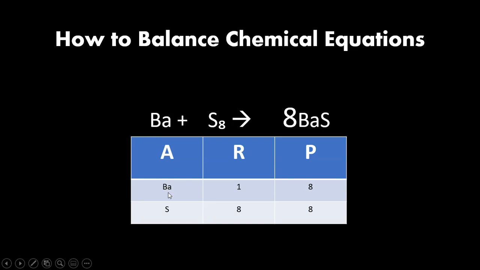So now we need to take a look at the barium. Now the only number or coefficient you can put in front of the barium is an 8. So if you end up with 8 bariums, you have to start with 8 bariums. So this would be the final balanced equation, and this is important. You can only put those large coefficients in front of the element or in front of the compound. You can't add a subscript because that's going to change what that compound is.